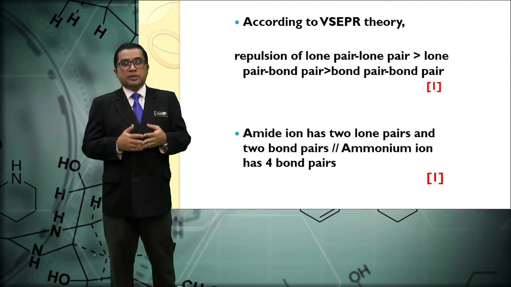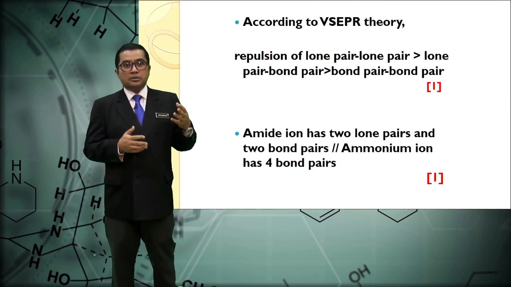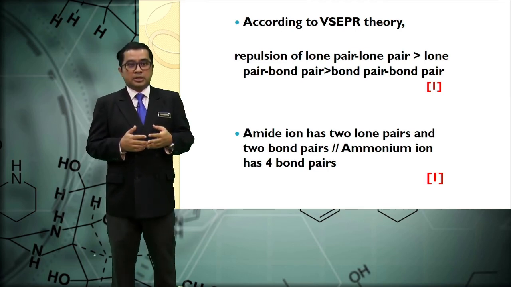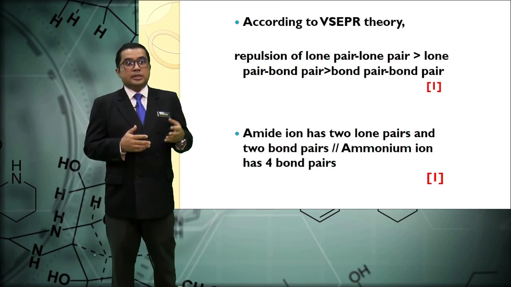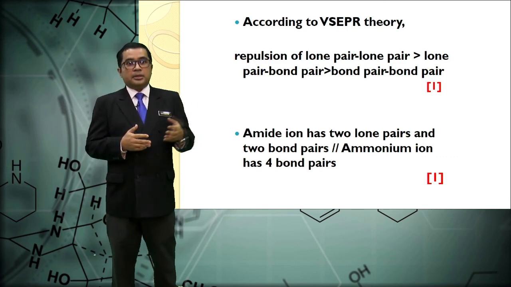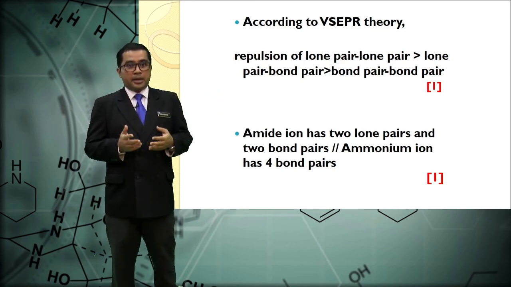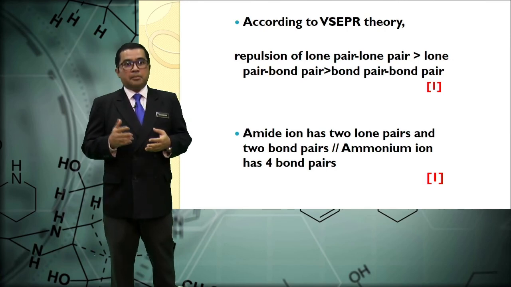The next mark will be given on your explanation. According to VSEPR theory, and I hope every student now knows what VSEPR theory is, the repulsion of lone pair-lone pair is greater than lone pair-bond pair, and then greater than bond pair-bond pair. So that will be your next mark.